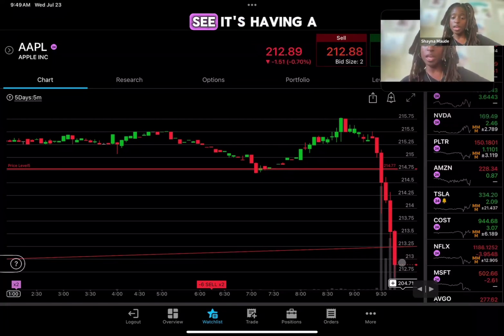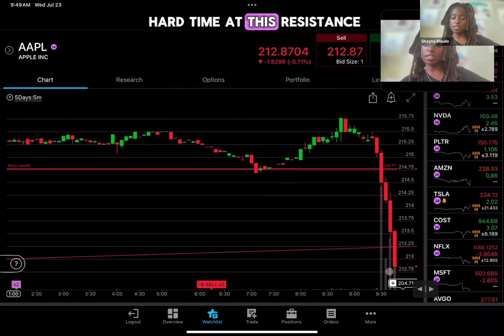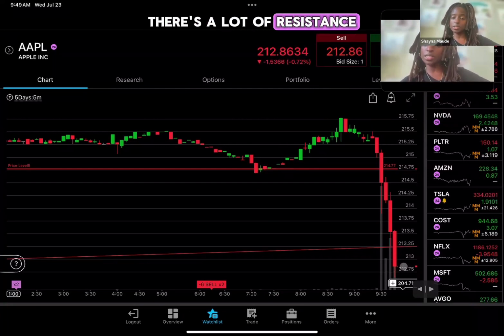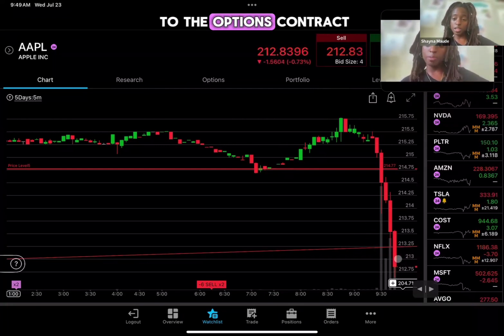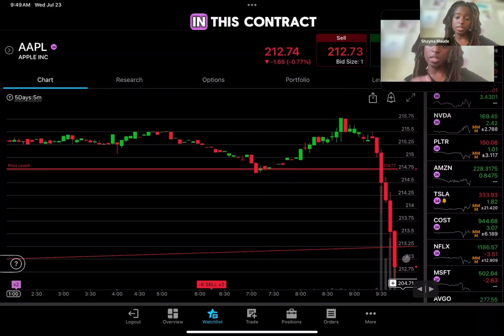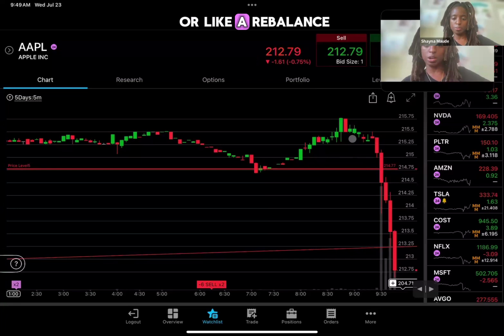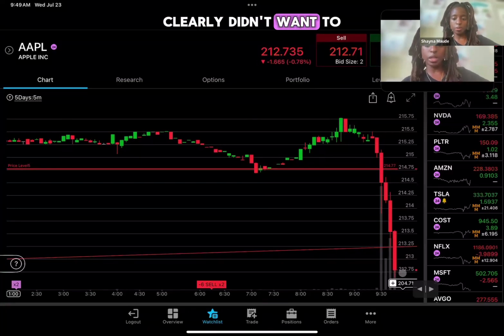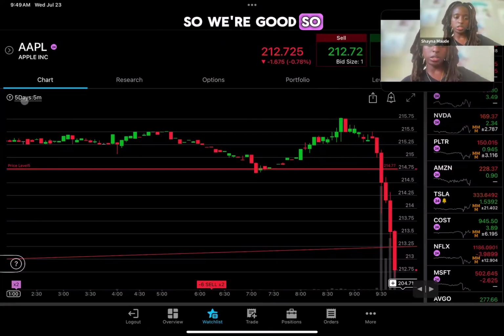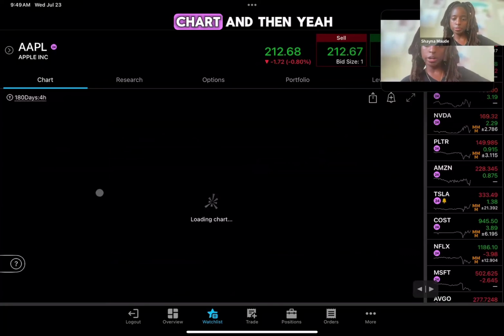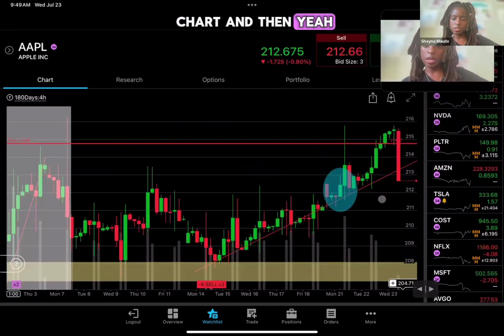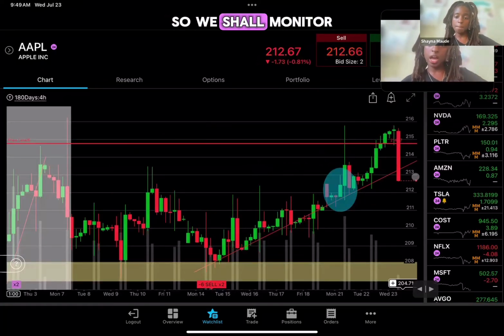And as you can see, it's having a hard time at this resistance. There's a lot of resistance because when you go to the options contract, you can see a lot of people are in this contract. So sometimes this is like a liquidity sweep or like a rebalance. Clearly didn't want to keep going, so we're good. So let's just go back to the 4-hour chart. And then, yeah, so we shall monitor.